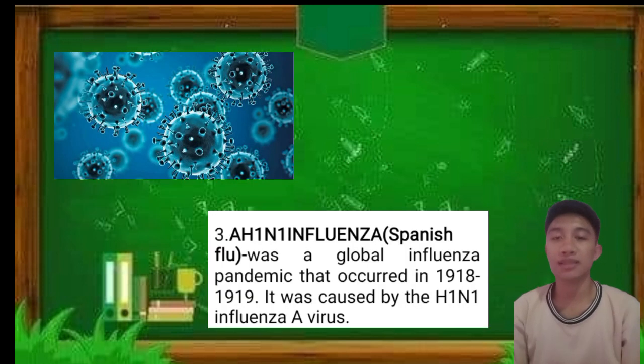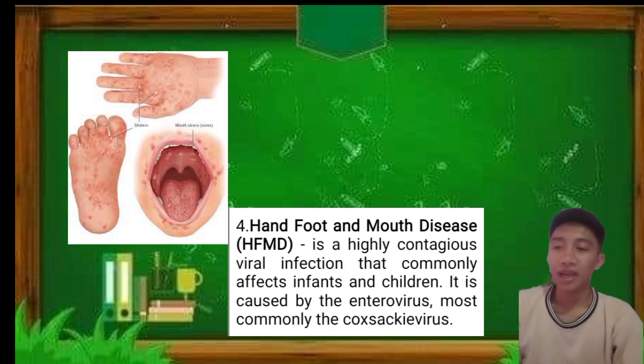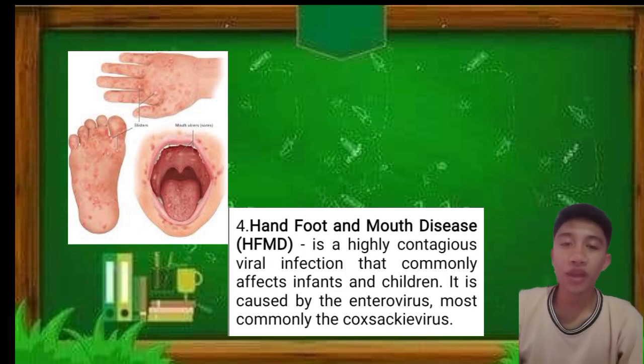The next one, class, is the Spanish flu. It was a global influenza pandemic that occurred in 1918 to 1919. It was caused by the H1N1 influenza A virus. The next one, class, is hand, foot, and mouth disease. It is a highly contagious viral infection that commonly affects infants and children. It is caused by enteroviruses, most commonly the Coxsackie virus.